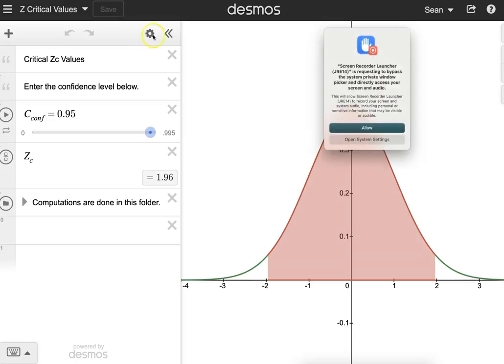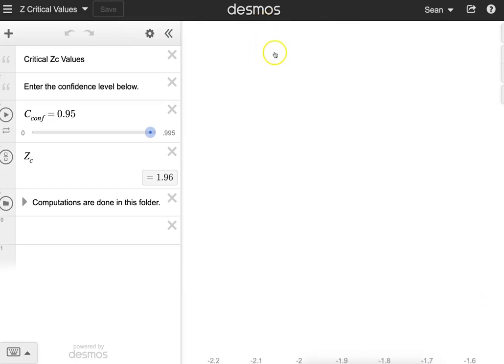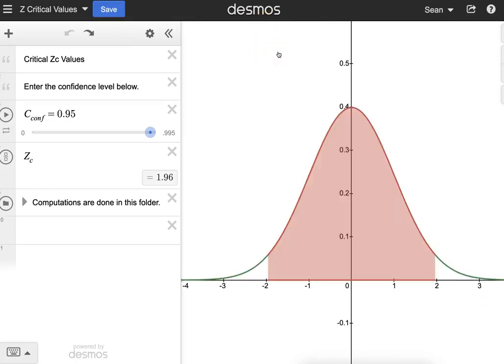In this video, we will use the desmos.com online calculator to work with the z distribution, which is the normal distribution, and the t distribution, which is the student t distribution. When constructing the confidence interval, we will need the critical value. If the distribution is normal, we would need the z critical value.